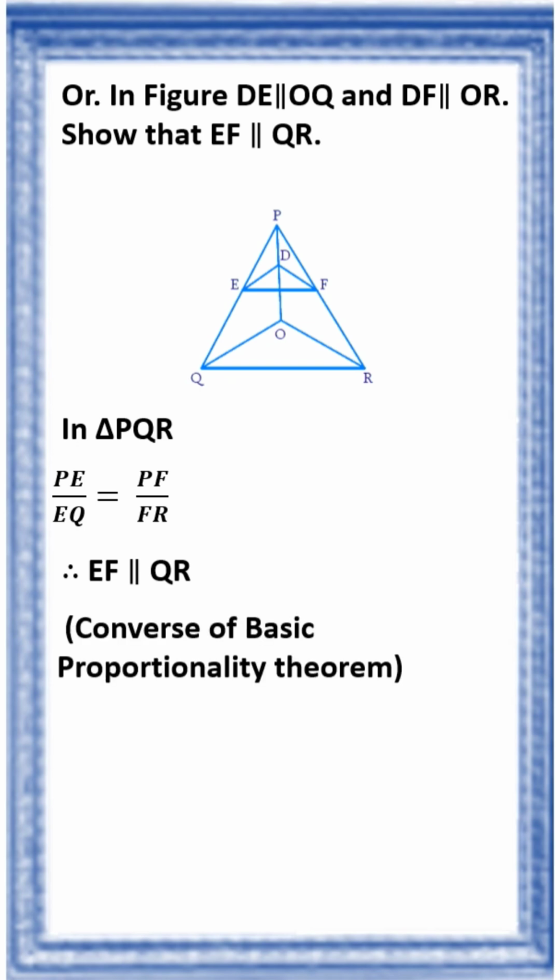So now we have PE by EQ is equal to PF by FR in triangle PQR. Therefore, EF is parallel to QR. Why? Converse of basic proportionality theorem.